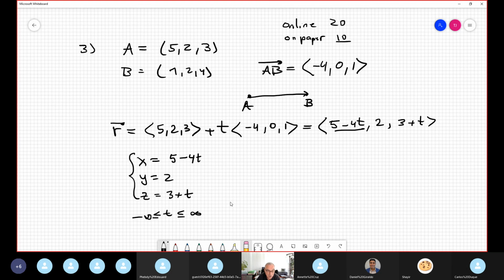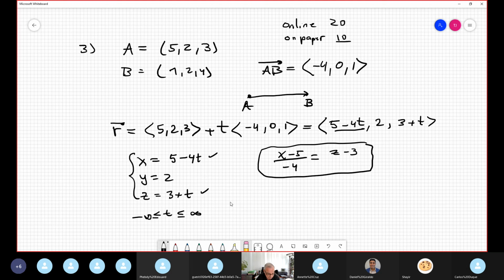And the symmetric equation is too easy. You isolate the t here and here. We have no t here. When you isolate t here, you have x minus 5 divided by negative 4 is equal to t, no? And here is z minus 3. Leave it like that, it's perfect. If you want to change the sign, 5 minus x over 4 is equal to z minus 3. Remember, 3 different ways to express the same idea: vector equation, parametric equation, and symmetric equation.